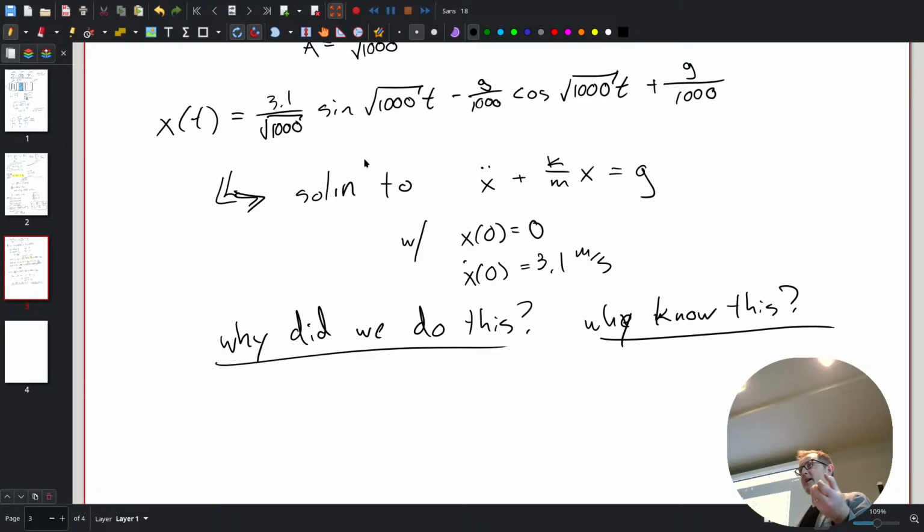Because we said F equals ma, and then did some algebra. Now a is negative k over m times x plus a g. Did it help us to go through this? It seems like I'm not convincing you. It seems like it's just extra work.